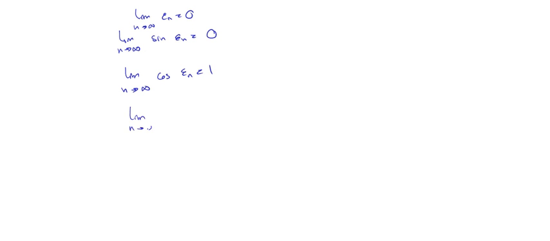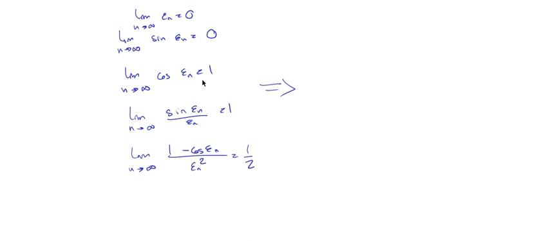The limit when n goes to infinity of the sine of epsilon sub n divided by epsilon sub n is 1, and the limit when n goes to infinity of 1 minus the cosine of epsilon sub n divided by epsilon sub n squared is 1/2. Okay, these things we know from our sequences, right? Well, we can use the definition of limits using sequences to prove these limits.